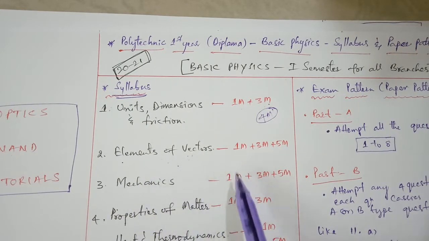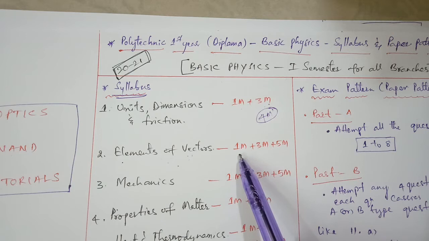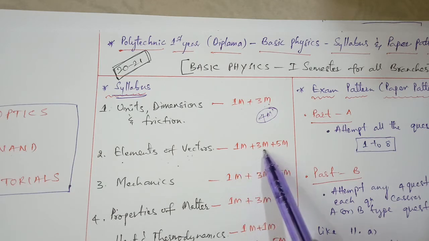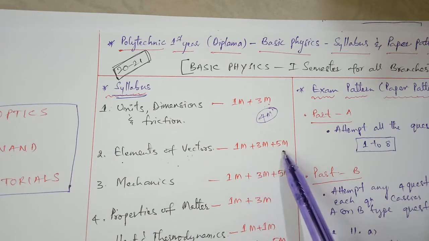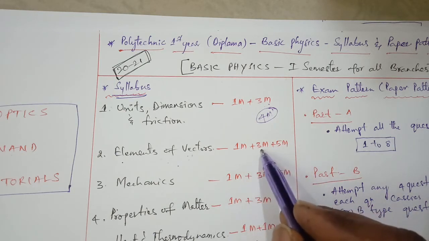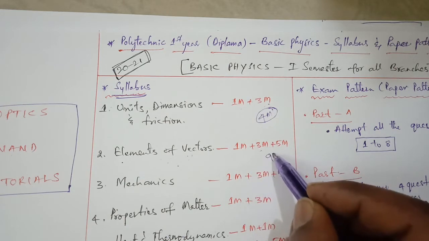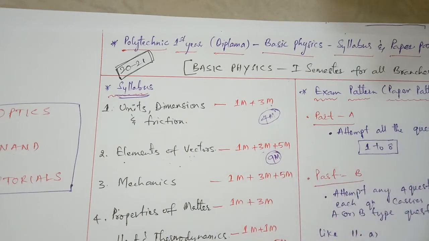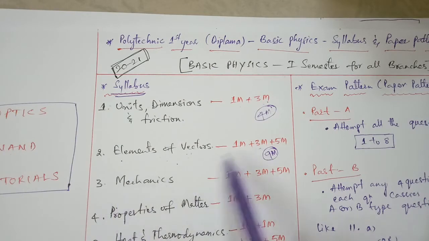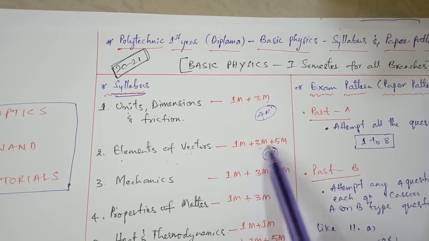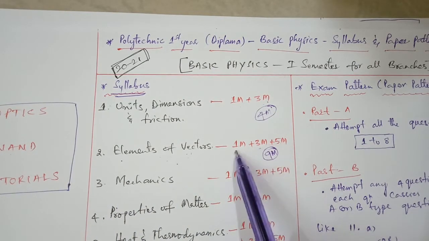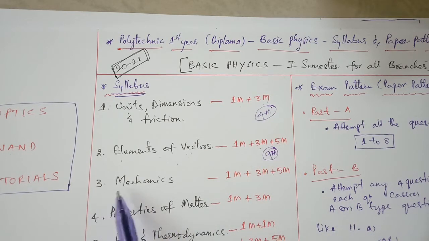From this second chapter we will get 1 question of 1 mark, only 1 question of 3 marks, and 1 question of 5 marks. Total weightage is 1 plus 3 plus 5, that is 9 marks, okay. Only 1 question each of 1 mark, 3 marks and 5 marks will appear.